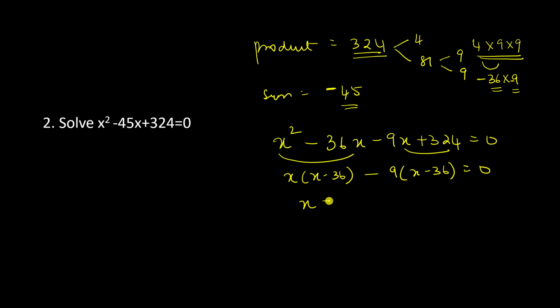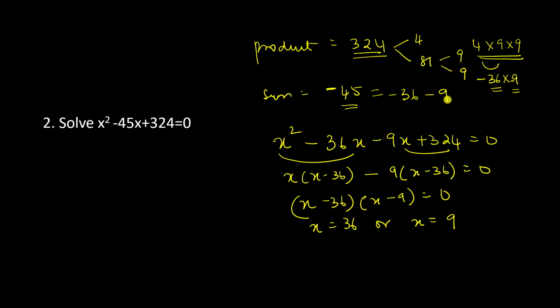Or x minus 36 times x minus 9 equals 0, which implies that x equals 36 or x is equal to 9. But since this is a 1-mark question, I would say that once you find out how to split the middle term, which is minus 45, into the sum of two numbers whose product is 324, which here we found as minus 36 minus 9, you can actually skip these two steps.